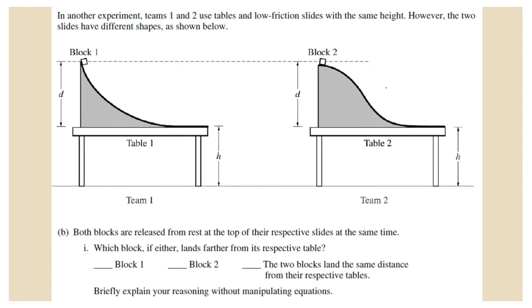Both blocks are released from rest at the top of their respective slides at the same time. And it says which block, if either, lands farther from its respective table. Now, notice here, the tables are the same heights. So the times are going to be the same. And the height of the block above the bottom is the same. So they're going to have the same v naught x. And if they have the same v naught x and they have the same time, then they're going to have the same range. The answer here is the two blocks land the same distance from their respective tables.